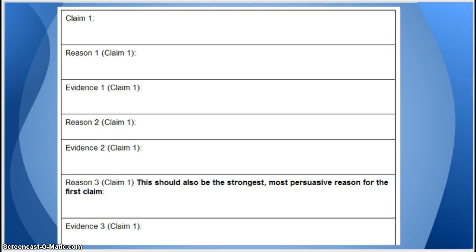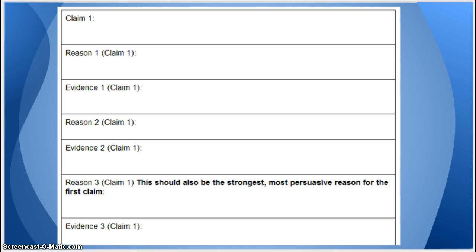Now, the graphic organizer I'm talking about is this one, and you'll find this on the writing activities page. So I already picked out my first claim, and so now I'm looking for a reason for my first claim and then evidence to back that up, and then a second reason and evidence to back that up, and a third reason and evidence to back that up.